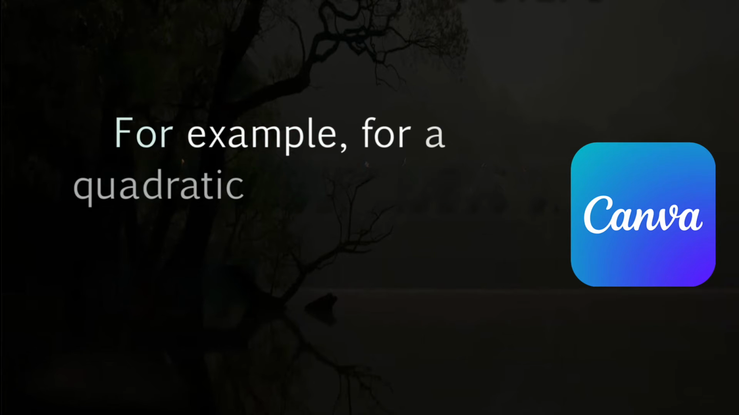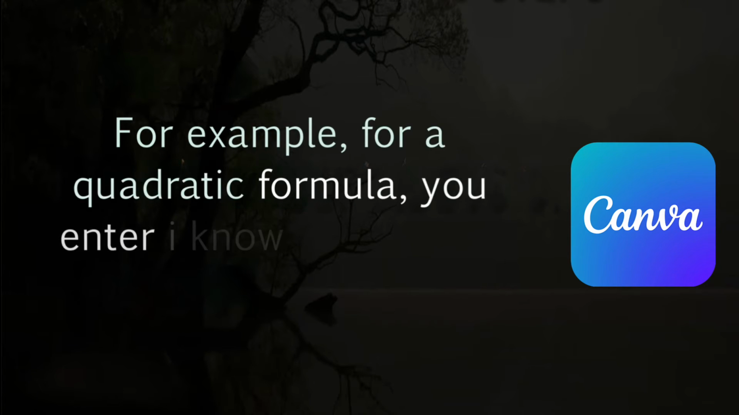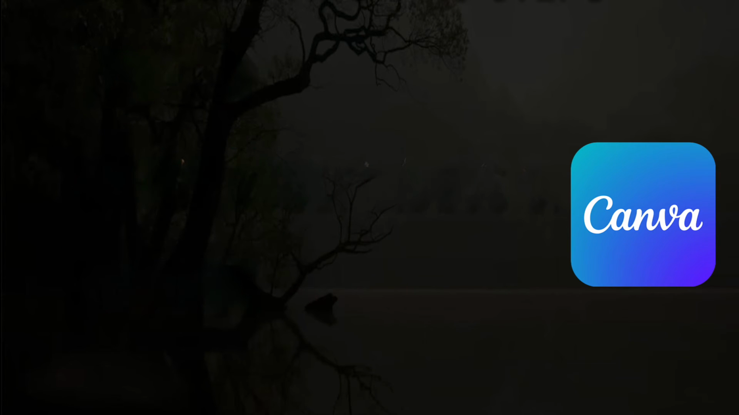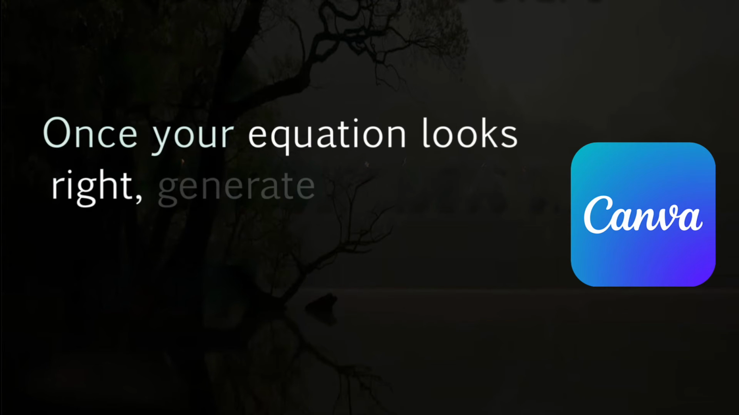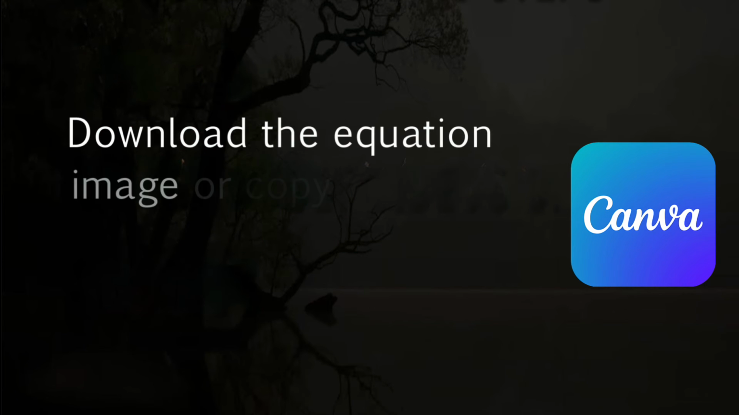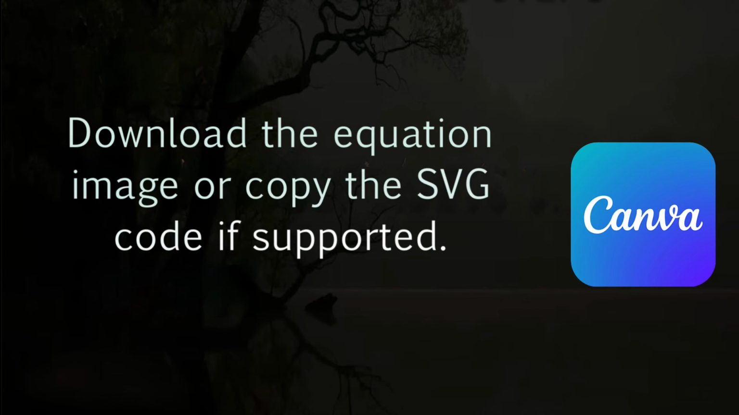For example, for a quadratic formula, you'd enter the LaTeX code for x equals negative b plus or minus the square root of b squared minus 4ac, all over 2a. Once your equation looks right, generate the image or SVG output from the tool. Download the equation image or copy the SVG code if supported.